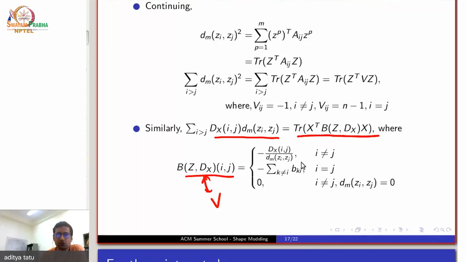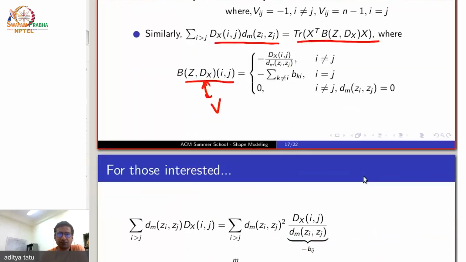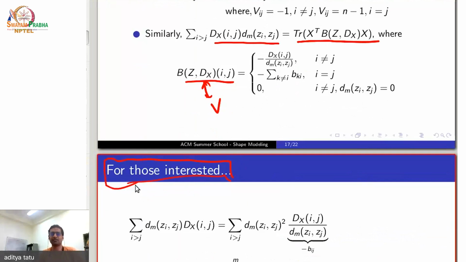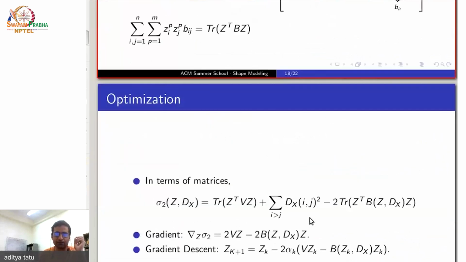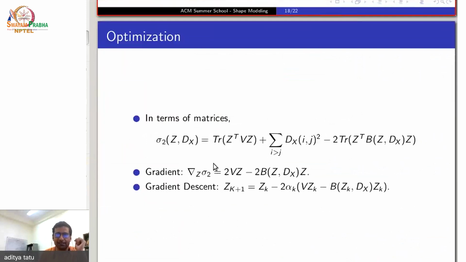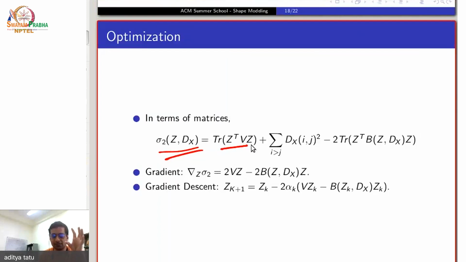So for now, just assume this is the case. The derivation, I didn't even think I would do it in the class. But still, I've given the proof for those who are interested in manipulating numbers and matrices. There's nothing else here. So let's just forget that for now. That gives us the two stress as this trace of this product of three matrices plus this term. Now remember, this is not at all a function of your optimization variable z, so you can basically ignore it.